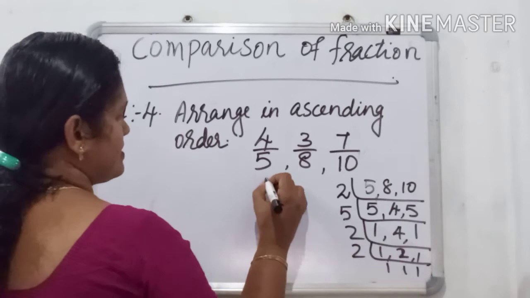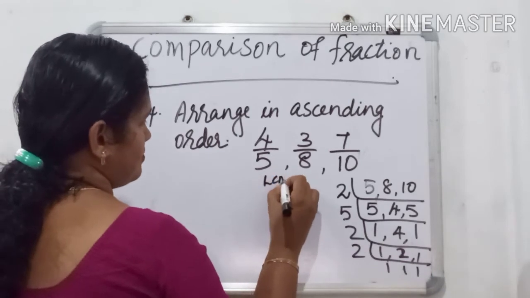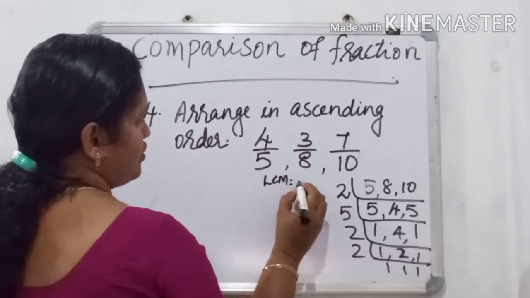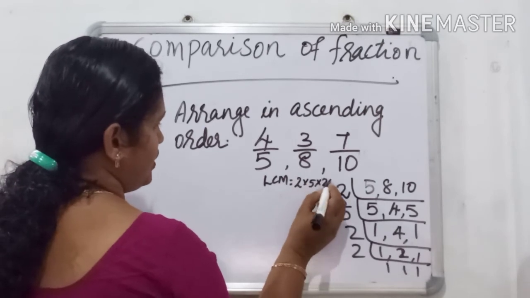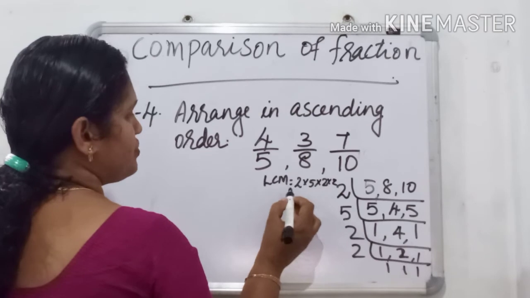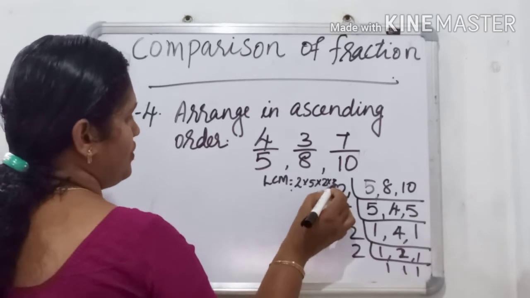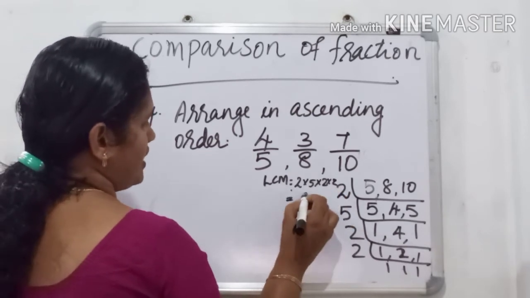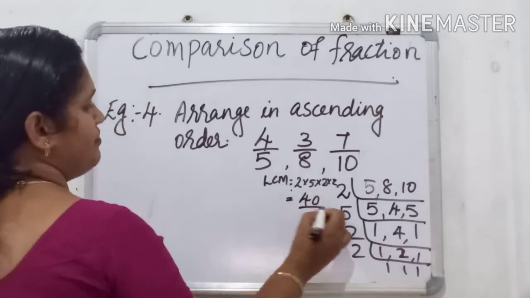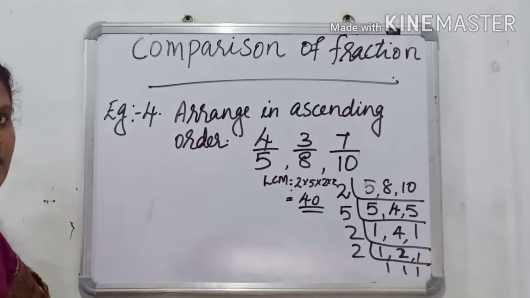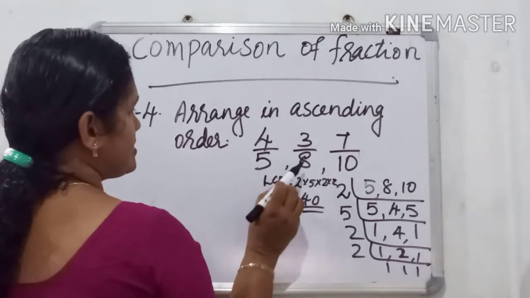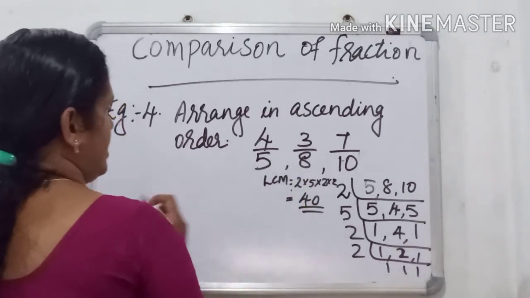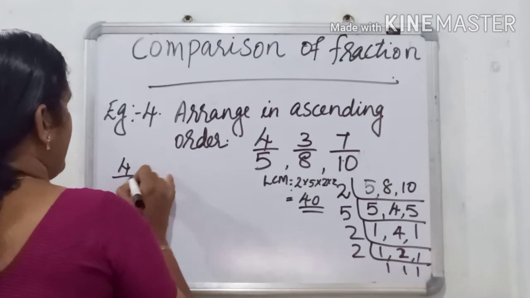LCM equals 2 into 5 into 2 into 2. 5 2s are 10, 10 into 4 equals 40. 40 is the LCM. Then next we have to convert all denominators into 40. 4 by 5.